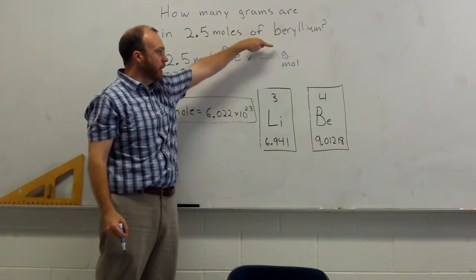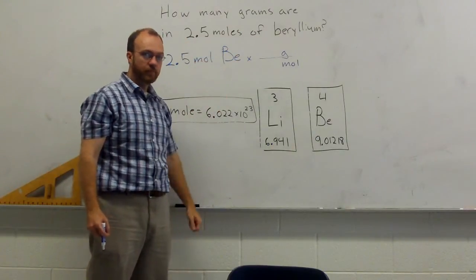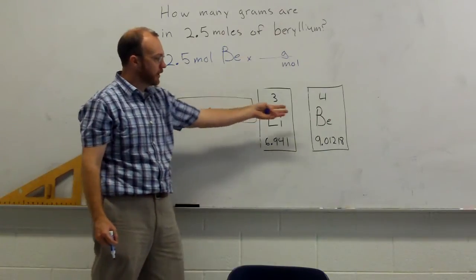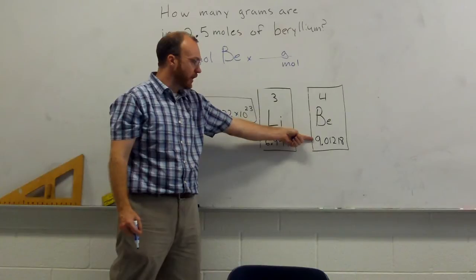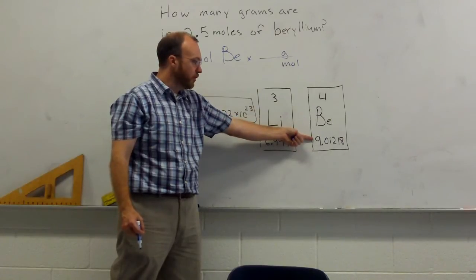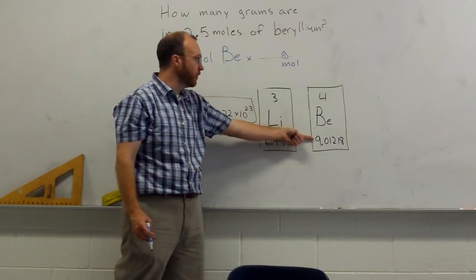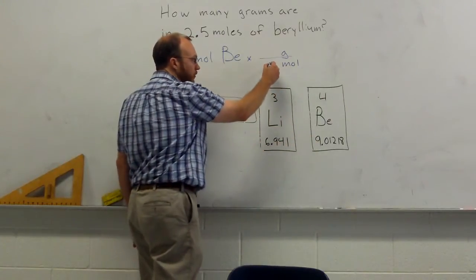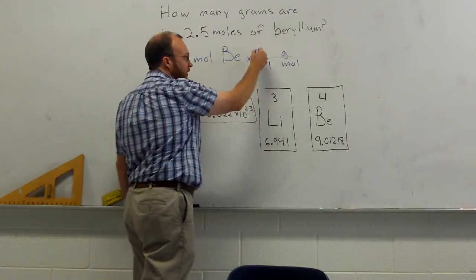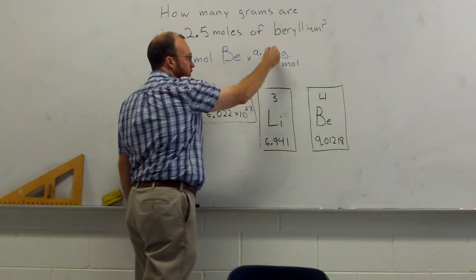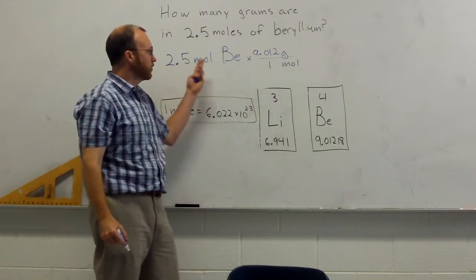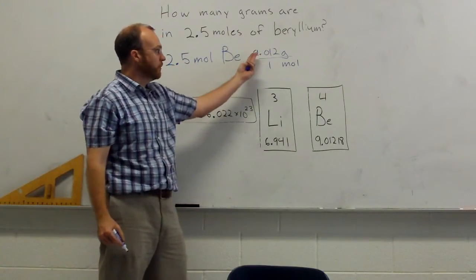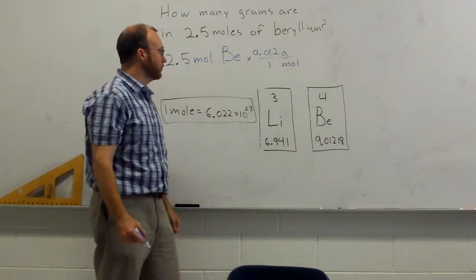Well, how do we know how many grams are in a mole of beryllium? Well, we look at our periodic table, we find our entry for beryllium, and we see that on average it has this many protons and neutrons. So 1 mole of beryllium would have a mass of this many grams. We call that the molar mass. So 1 mole of beryllium would have a mass of 9.0. I'm just going to write 12 because that gives me more significant figures than I need. So 9.012 grams in a mole.